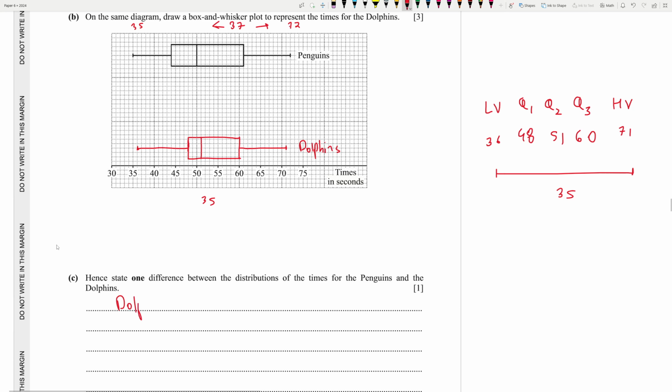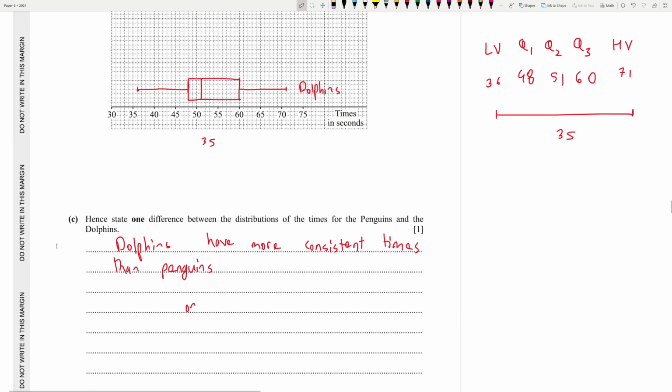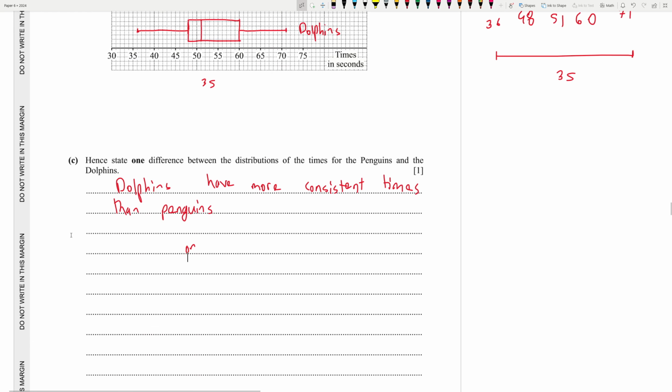So you can either say that dolphins have more consistent times than penguins, or another explanation is that since the median time for penguins is lower, penguins are faster, or you can say that penguins have faster times than dolphins. Yeah, sounds good.